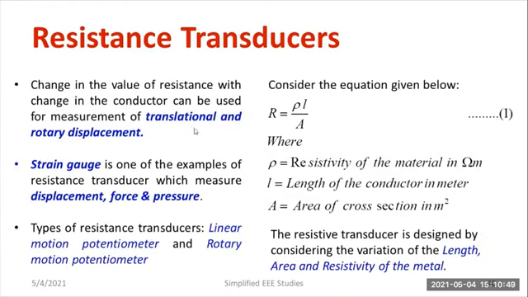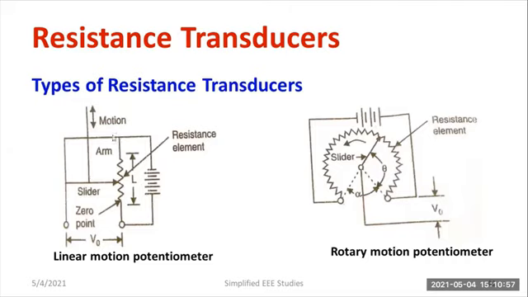And you have to follow the main equation, R is equal to rho L by A. Okay, so based on the equation, it is going to operate. There are two classifications, linear motion potentiometer and rotary motion potentiometer. So I have explained the working, how it operates. The first one is mainly used for translational motion, linear motion. You can go for linear velocity, linear displacement likewise. If I want to go for circular motion, go ahead with the rotary motion potentiometer.